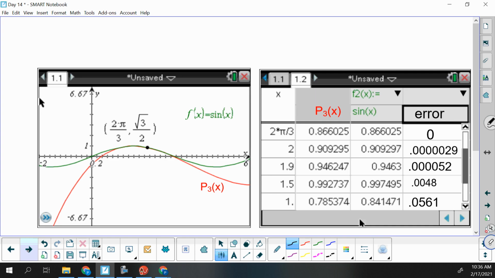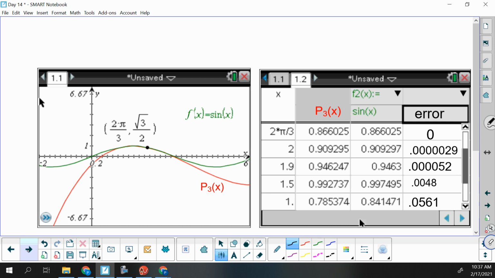So if we go down to the bottom, here's a table. The first column there, the P3 of x is our polynomial. The second one is sine, and then I put in the error, how much it's off by. So notice at our center of 2 pi over 3, they match exactly. Because at your center, the function and the polynomial, as well as all their derivatives, will match up exactly.